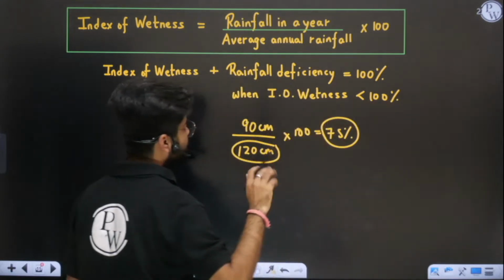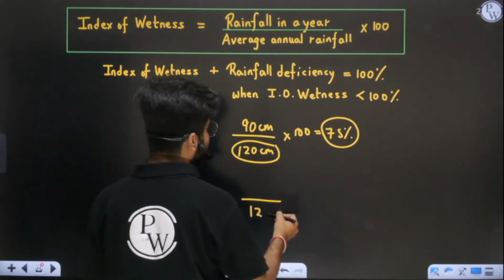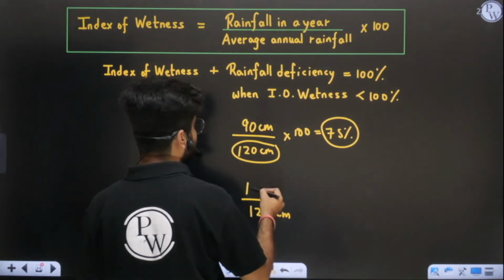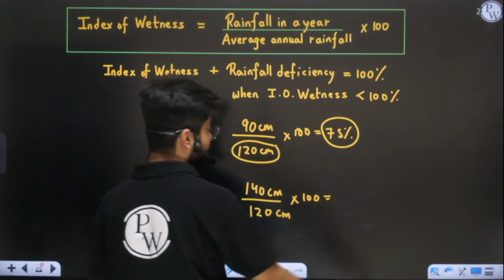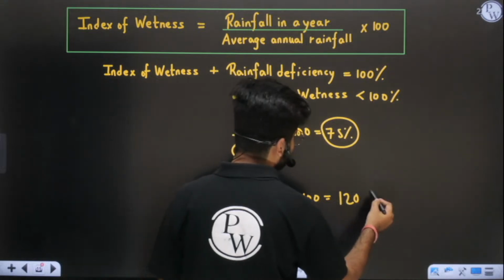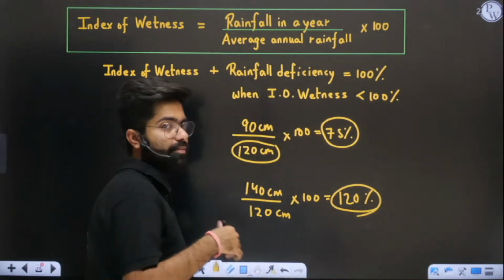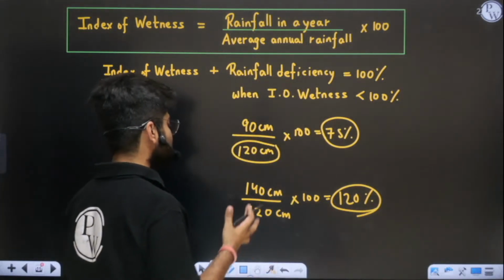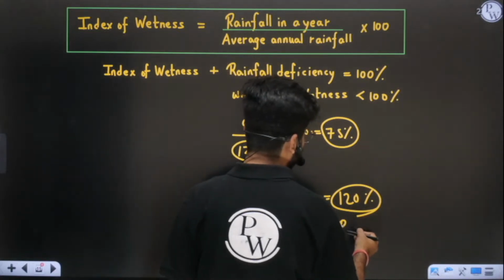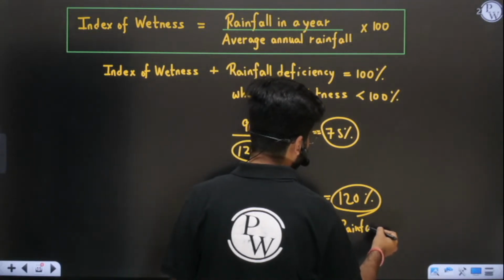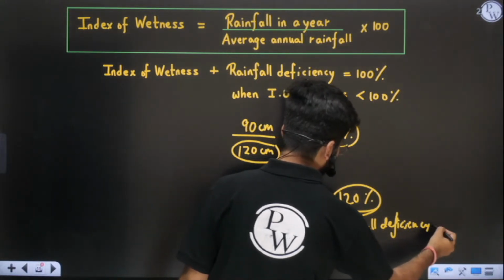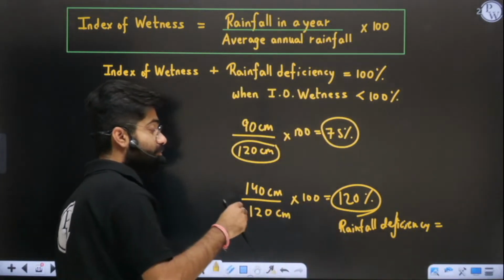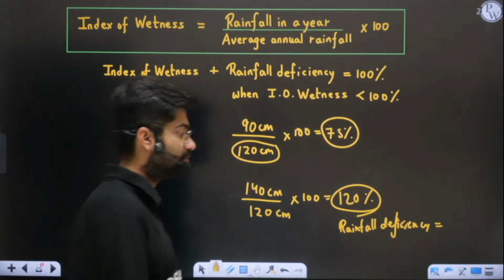Why am I telling this? Because let us assume India has received 140 centimeter rainfall this year. Then obviously the index of wetness will be more than 100%, let us assume 120%. In this case, can you guess what the rainfall deficiency will be if India has received more than 100% rainfall?